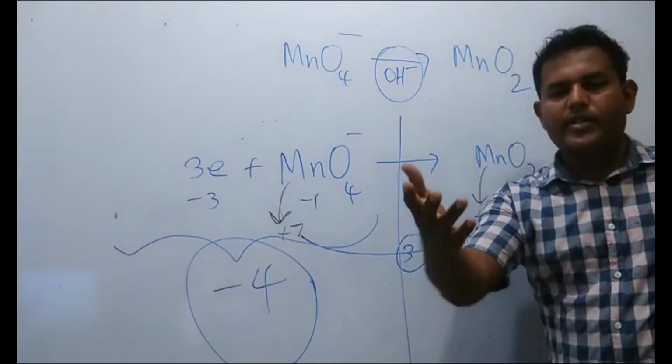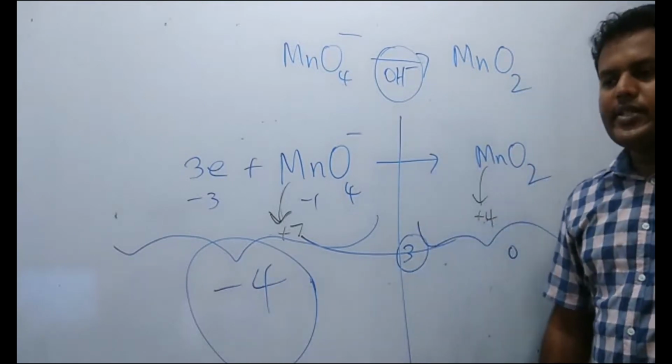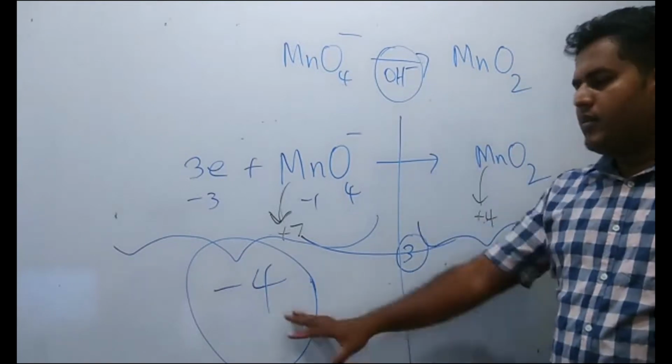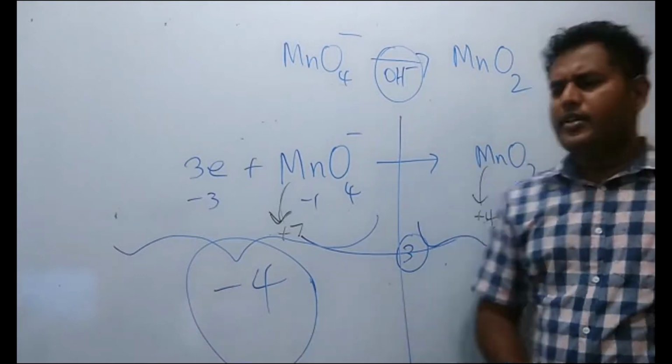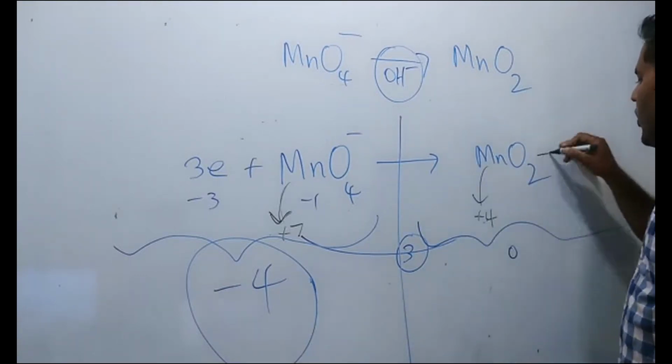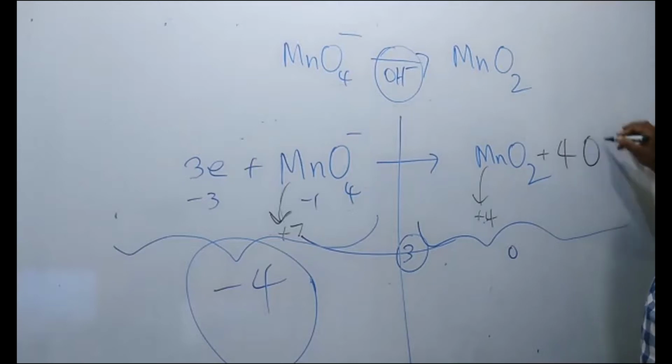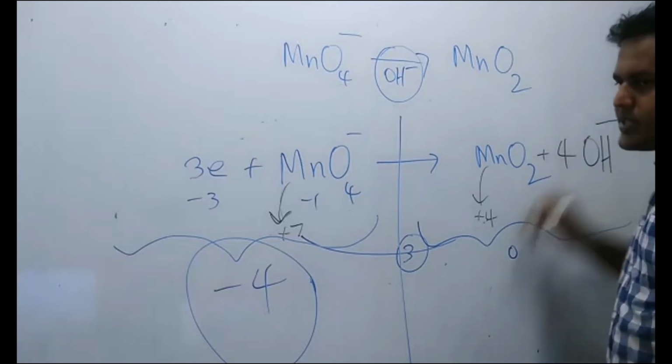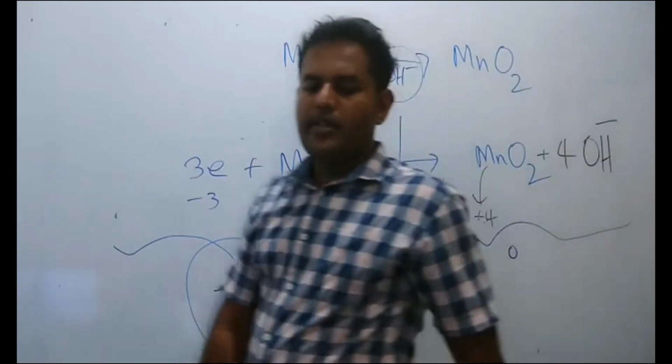Yes, how many OH minus ions? -4. Right. So we add 4 OH minus, because we are supposed to balance the charge. Okay, now the charge is balanced.